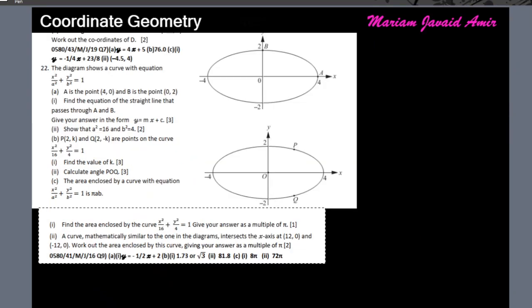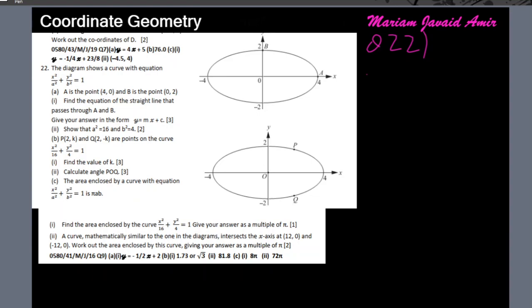Okay, question number 22, just for you, Nile. Question 22: the diagram shows a curve with equation x squared over a squared plus y squared over b squared equals 1. A is the point (4, 0), B is the point (0, 2). Find the equation of the straight line that passes through A and B.